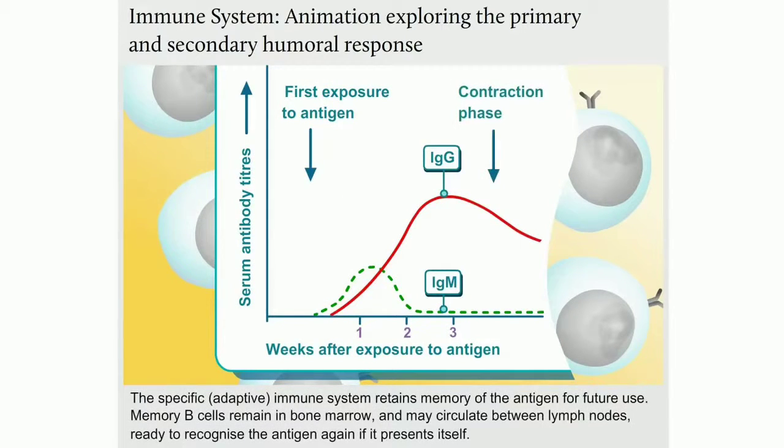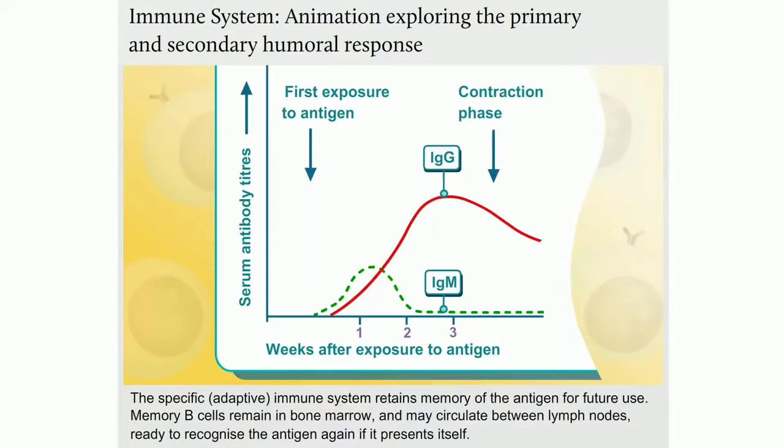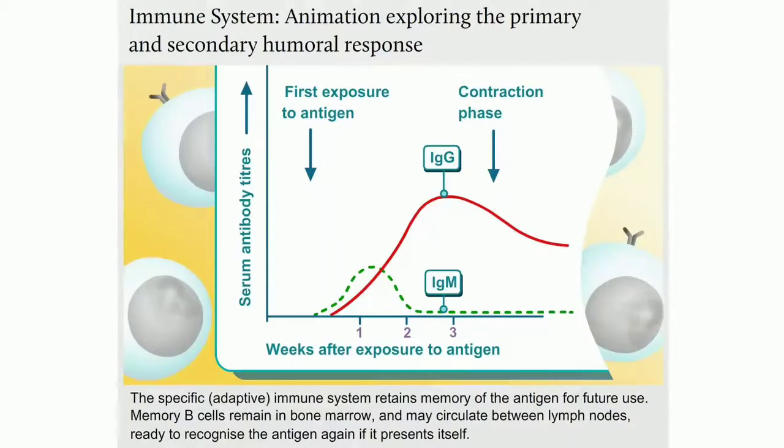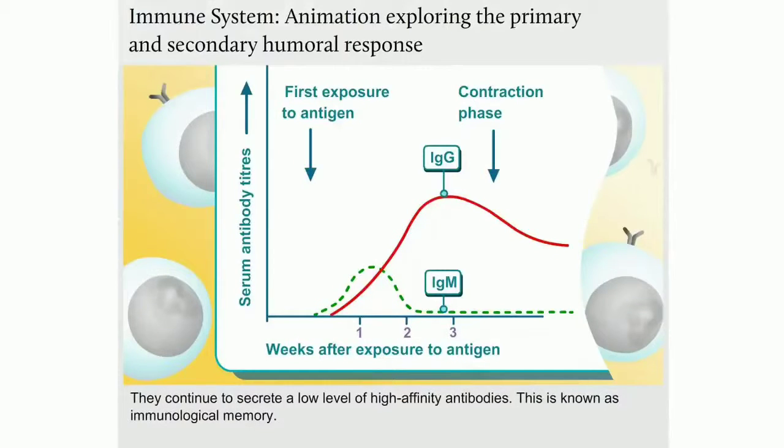The specific adaptive immune system retains memory of the antigen for future use. Memory B cells remain in bone marrow and may circulate between lymph nodes, ready to recognize the antigen again if it presents itself. They continue to secrete a low level of high-affinity antibodies. This is known as immunological memory.